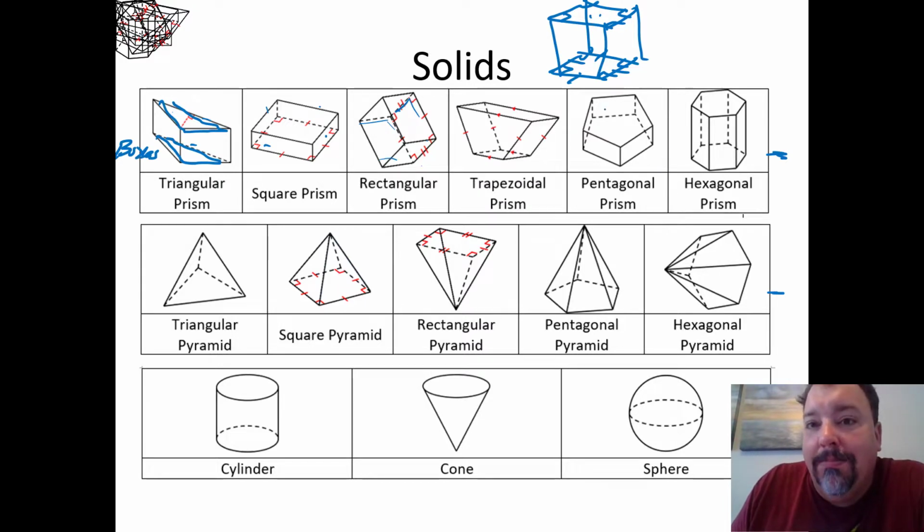where the top and the bottom of that box could be a different shape, like a pentagon. We could have a pentagon on the top and a pentagon on the bottom, and we have a pentagonal prism. Or we can have a hexagonal prism.